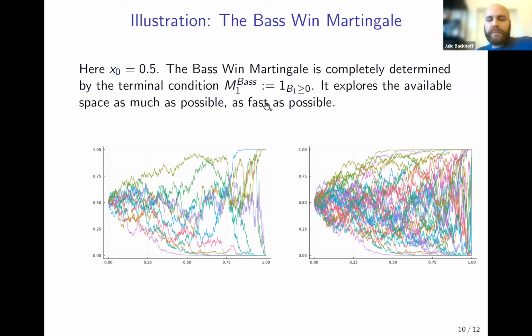To define it at the times before 1, you just take the conditional expectation of this quantity, given the information of Brownian motion up to that time. So this defines a Brownian martingale. Here I'm displaying a few simulations of paths of what we call the Bass wind martingale. You can see that indeed it finishes at 0 or at 1, at time 1. And when I plot a lot of examples of the same martingale, you can see a picture like this forming. I would say that this martingale explores the available space pretty quickly.